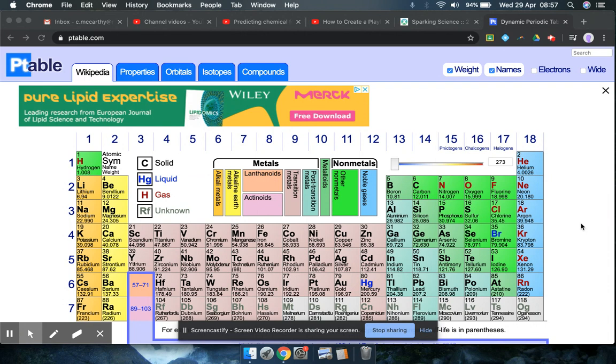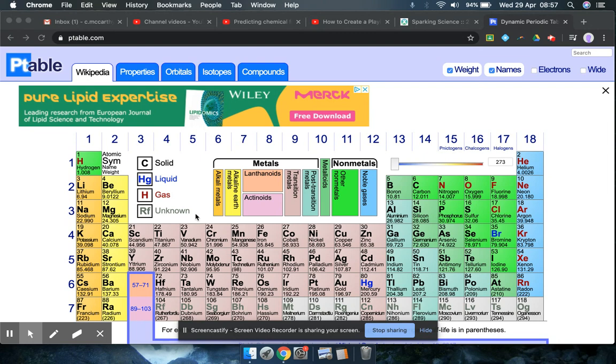What we looked at in the previous lesson was the fact that there are different groups. So we have groups 1, 2, 3, 4, 5, 6, 7, 8. On the Junior Cert, you need to know groups 1, 2, 7, and 8. So 8 is the noble gases, group 7 is the halogens, group 2 is the alkaline earth metals, and group 1 is the alkali metals. You need to know that the elements in the middle here are called the transition metals.